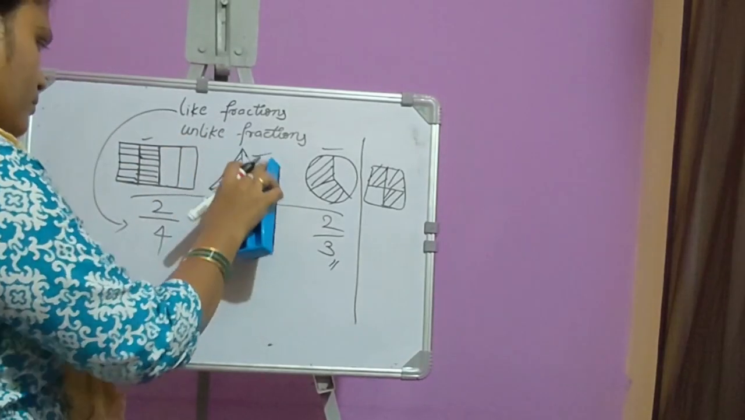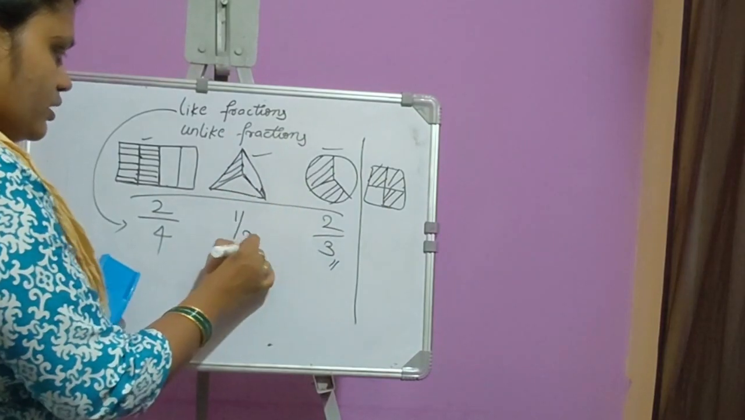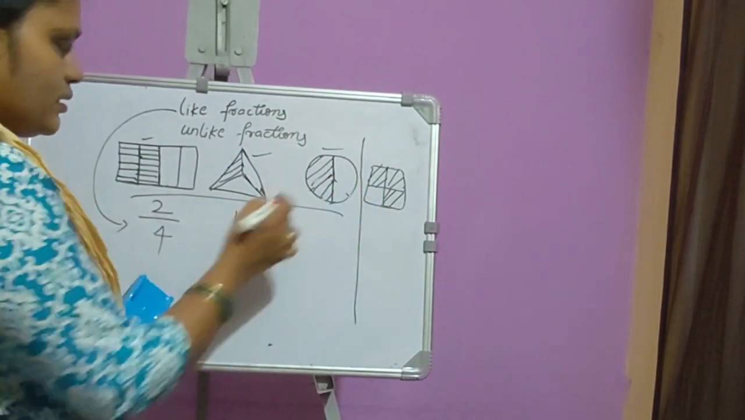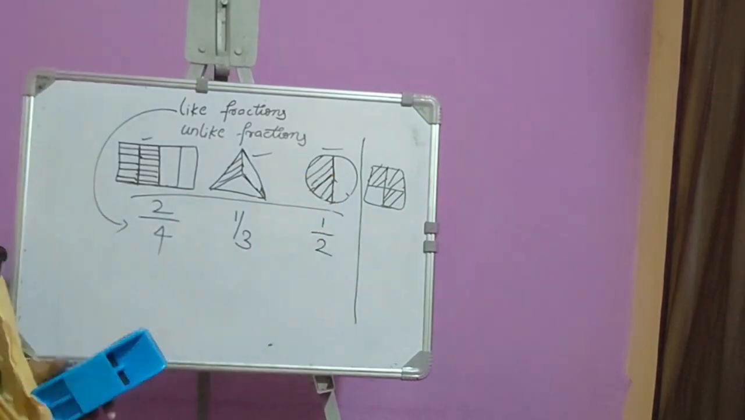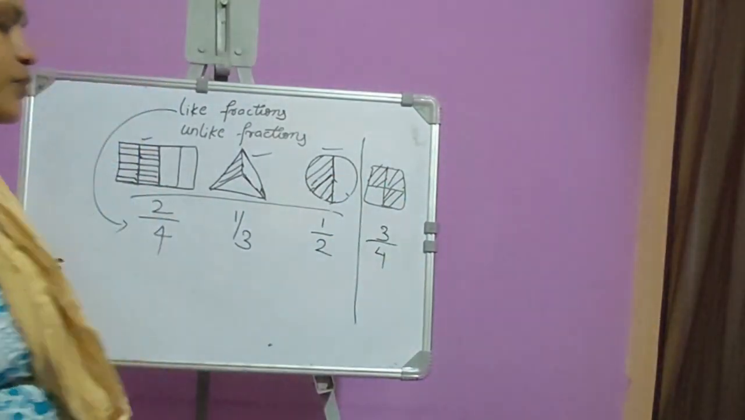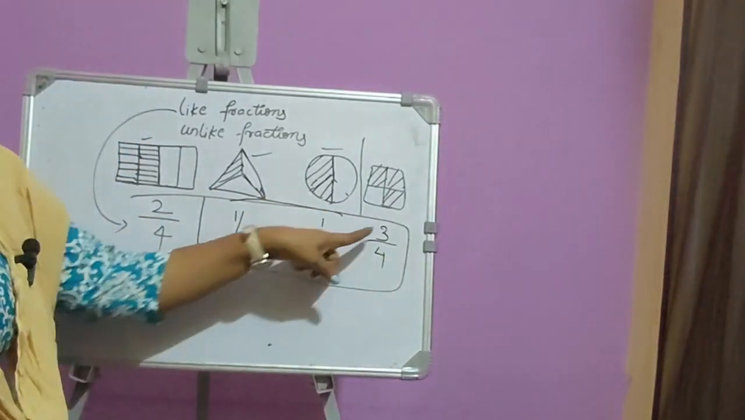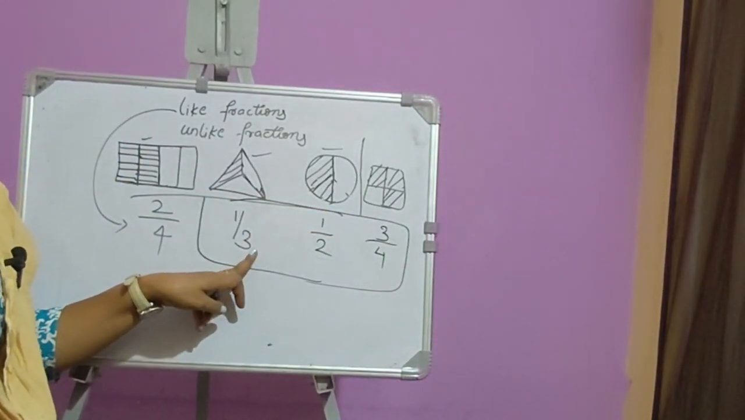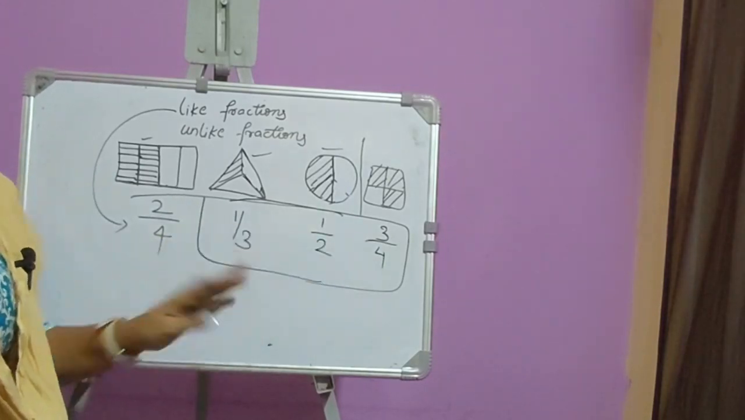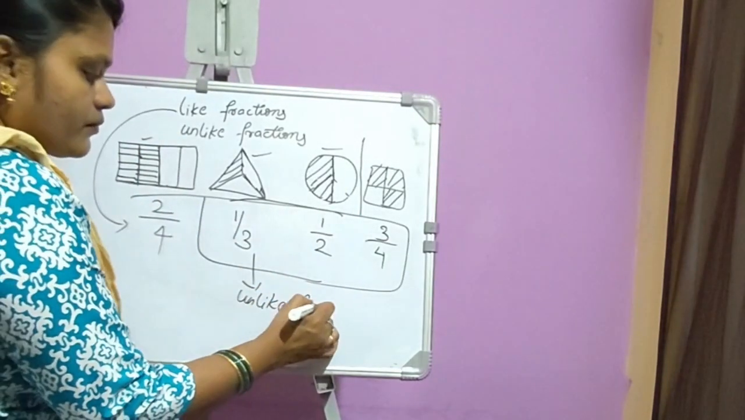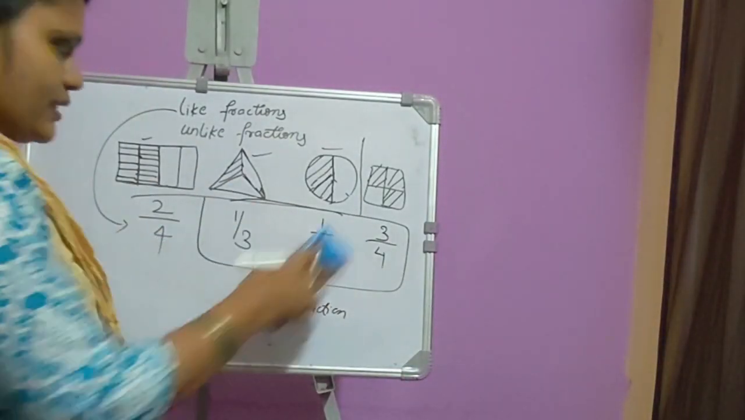a rectangle where I divided into 4 equal parts, and a triangle into 3 equal parts, and a circle into 2 equal parts, and the square I divided into 4 equal parts. Now if I consider a triangle, circle and a square, in these cases the denominator is different. Okay, in these fractions the denominator is different. So such fractions we call unlike fractions.